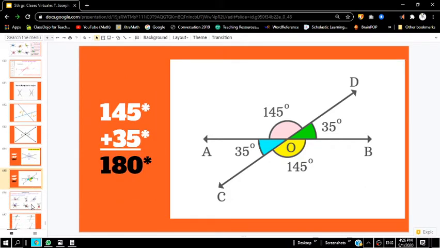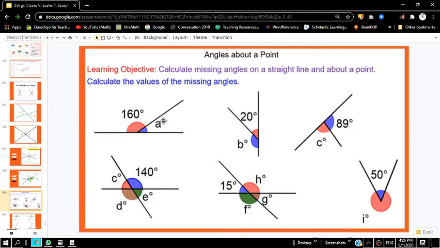If we take a look at the next example, if we want to find the angle measurement of A, we would have to subtract from 180. So we would take 180 minus 160, which you can pretty much do in your brain, right? That would just be 20. Letter A, the measure of angle A, would be 20, because 20 plus 160 is 180. Just like that, letter B here would be 160, because 160 plus 20 equals 180.